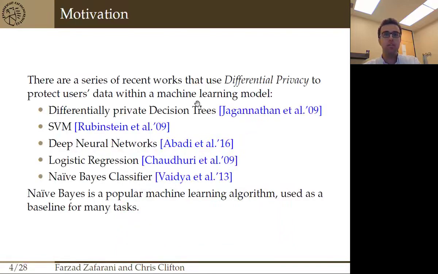So there are a series of recent works that use differential privacy to protect users' data within a machine learning model. Some examples are differentially private decision trees, SVM, deep neural networks, logistic regression, naive Bayes classifier. And naive Bayes classifier is a popular machine learning algorithm used as a baseline for many tasks.